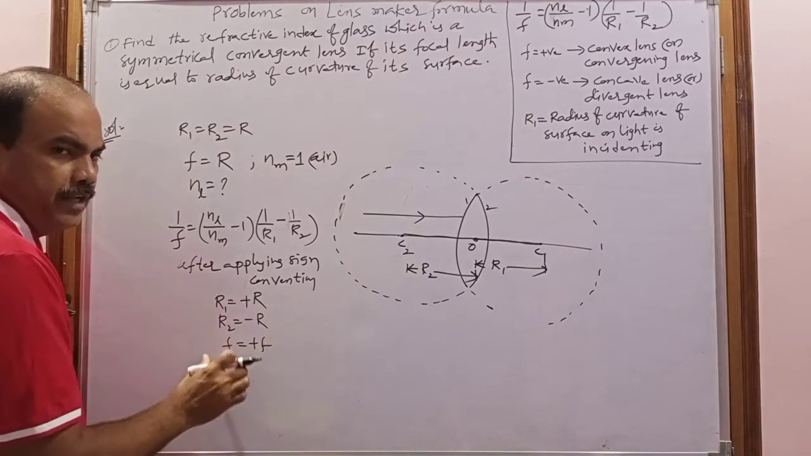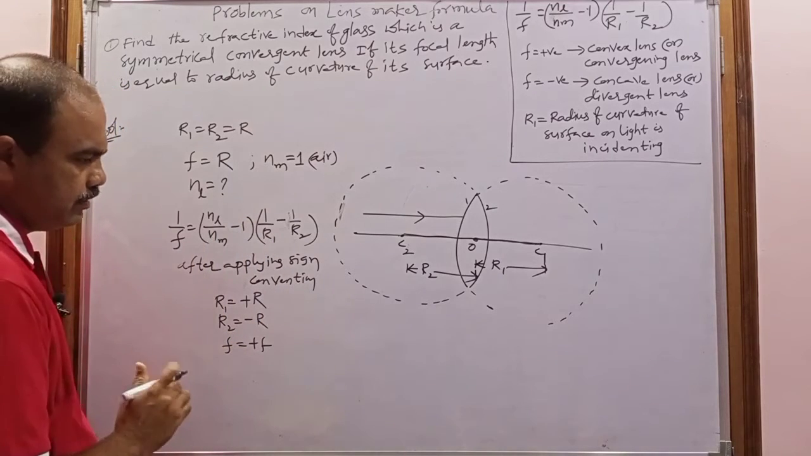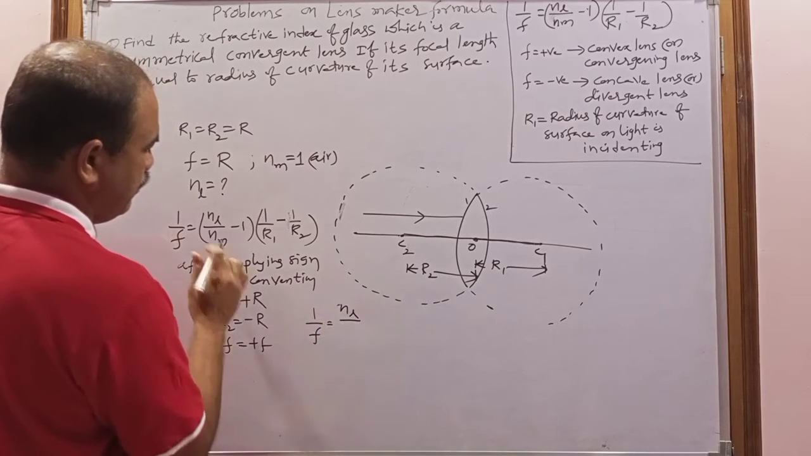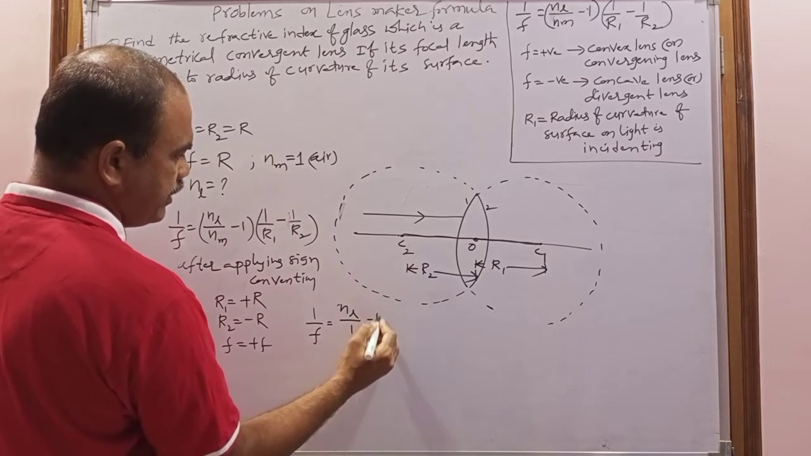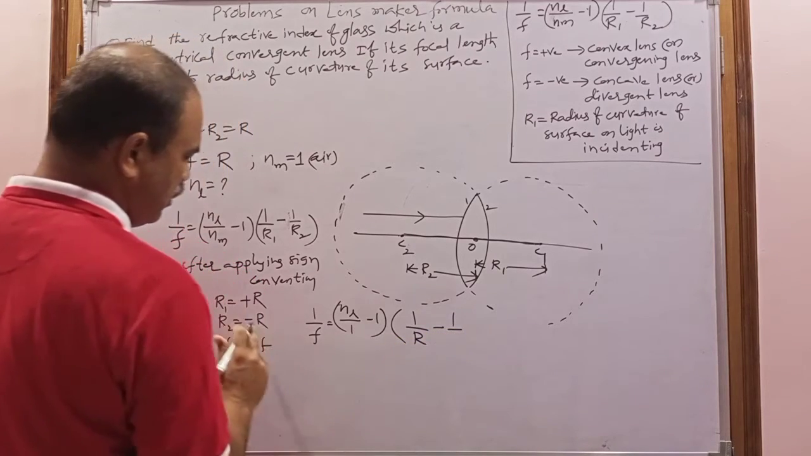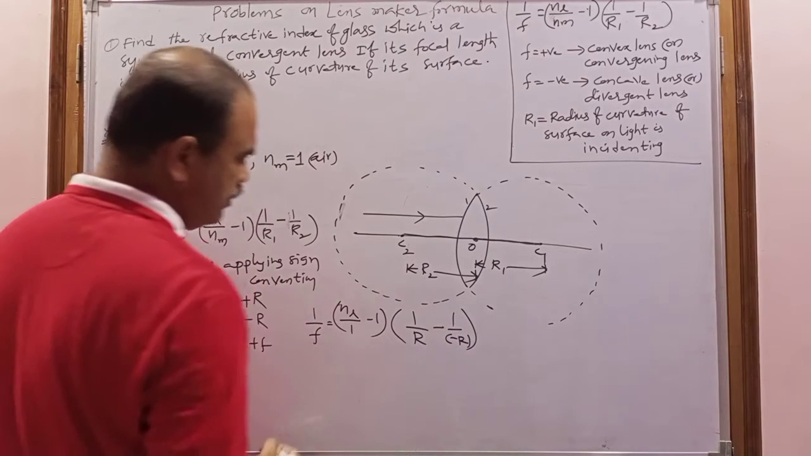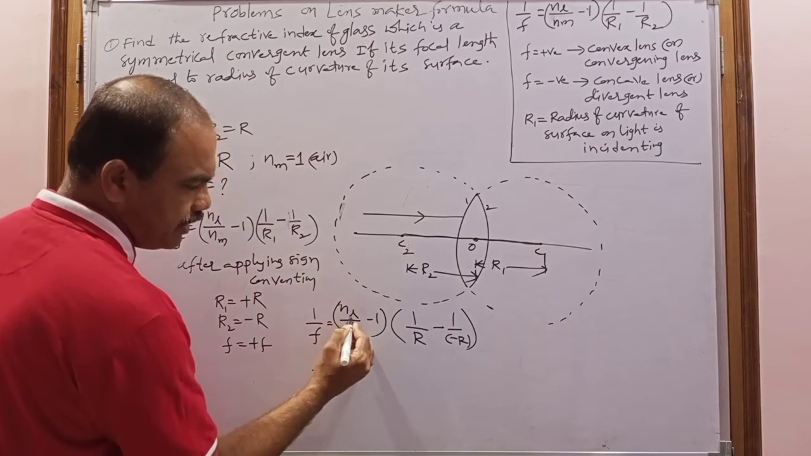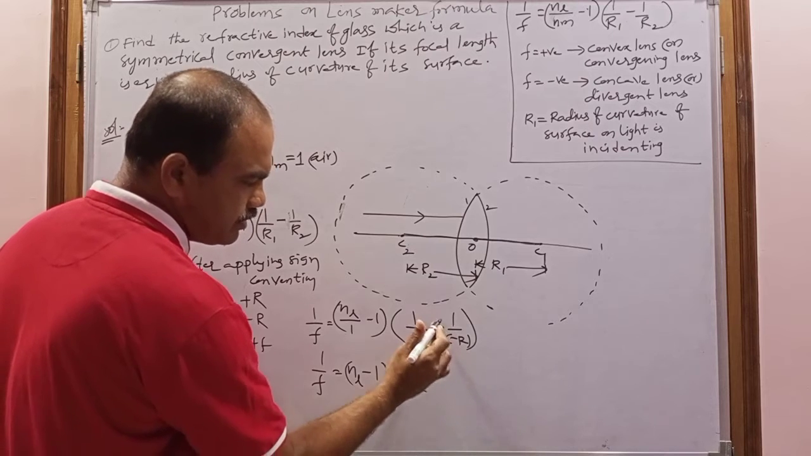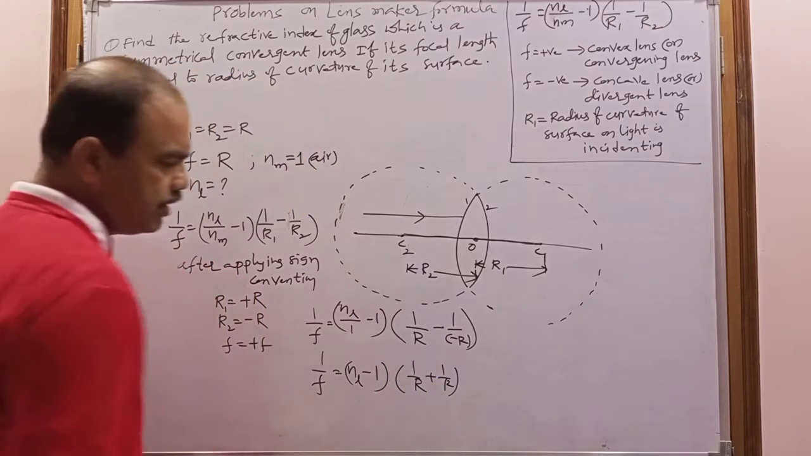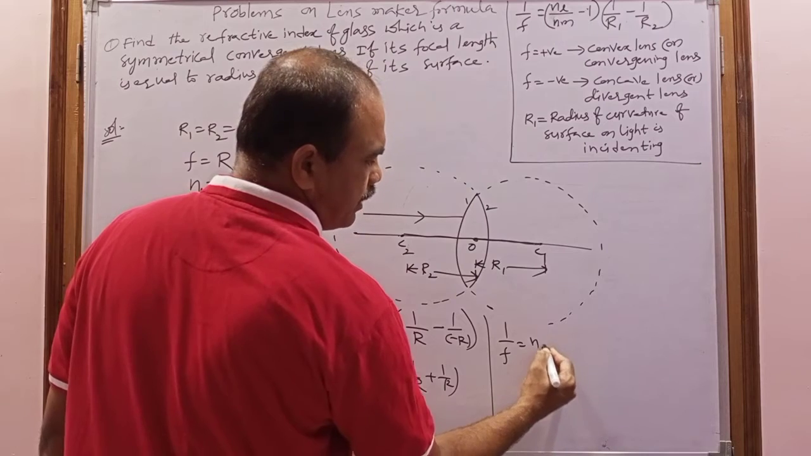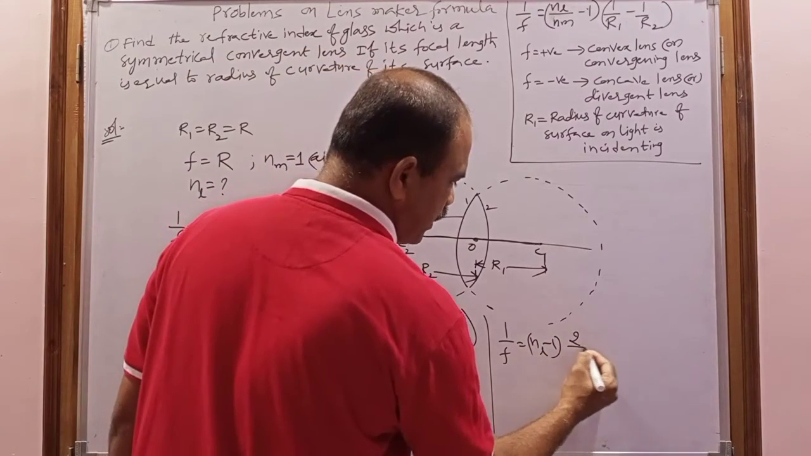Now, you apply the sign convention, then substitute these values in the equation. So what do you get? 1 by f is positive, equal to the refractive index of lens over the refractive index of medium, which is 1, minus 1, into 1 by R1, where R1 is plus R, minus 1 by R2, where R2 is minus R. So 1 by f equals refractive index of lens minus 1, into 1 by R, this minus into minus is plus, so 1 by R plus 1 by R is 2 by R.